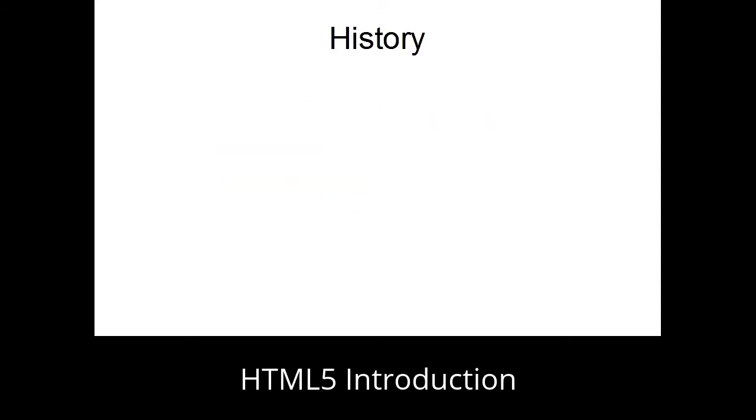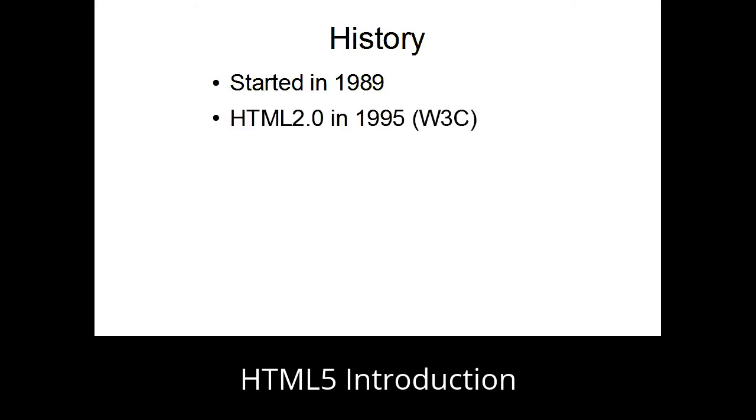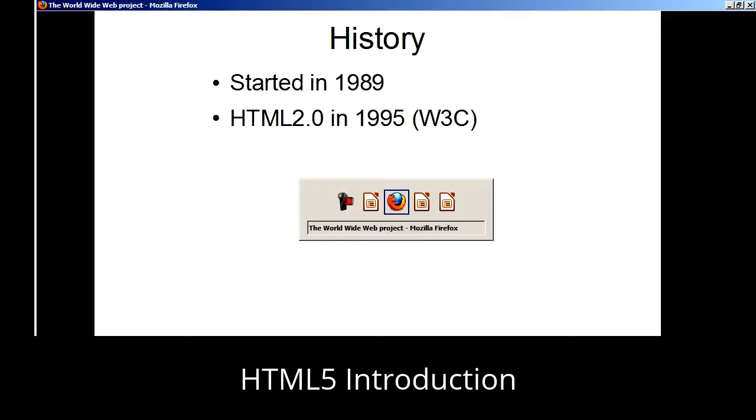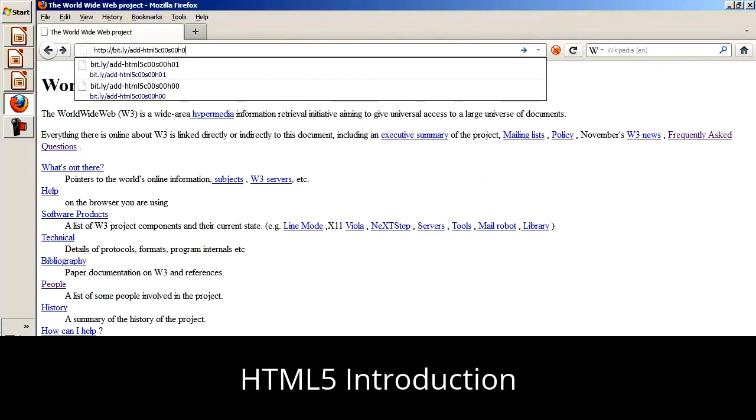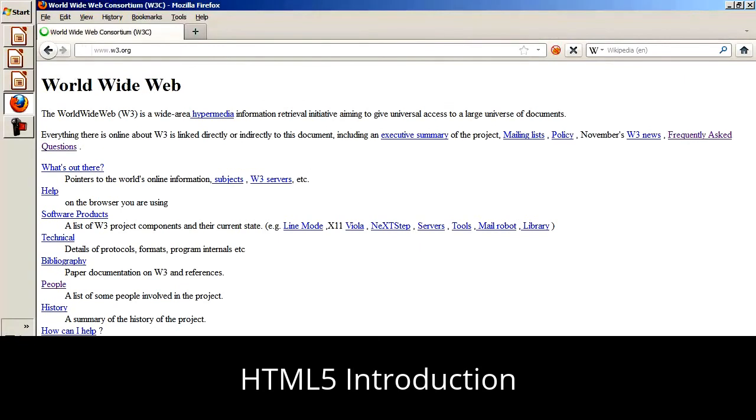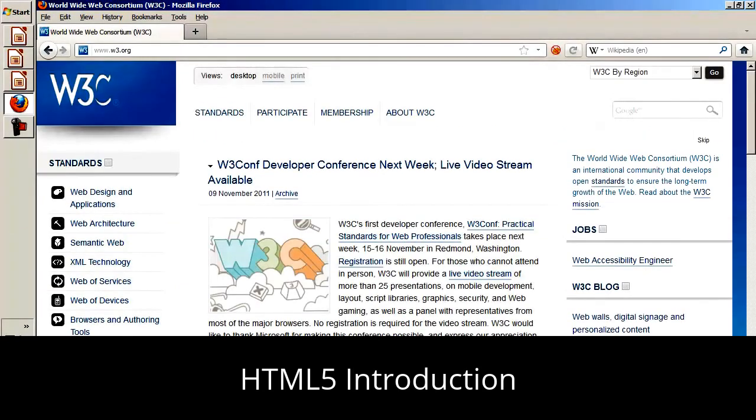The history of HTML. It all started in 1989. Then it was standardized in 1995 as HTML 2.0 by the W3C. This is an organization, and Tim Berners-Lee is the director of it. It says here it's an international community that develops open standards to ensure the World Wide Web will grow and evolve.